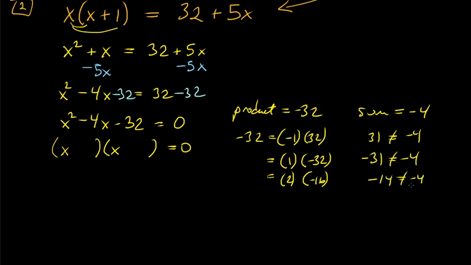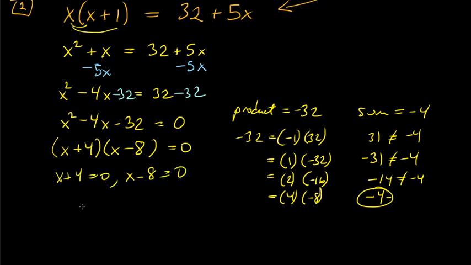We can't divide by 3. We can divide by 4 and negative 8. So 4 times negative 8 is negative 32, and 4 minus 8 is negative 4. Yeah, that's it. So x plus 4 times x minus 8. We're done factoring. Now we solve. We set x plus 4 equal to 0, and x minus 8 equal to 0, giving us two possible answers, x equals negative 4 and x equals positive 8.